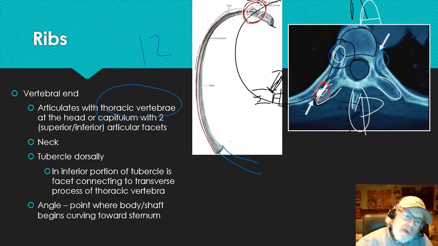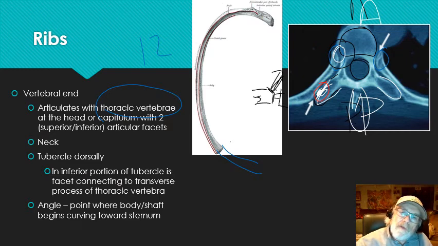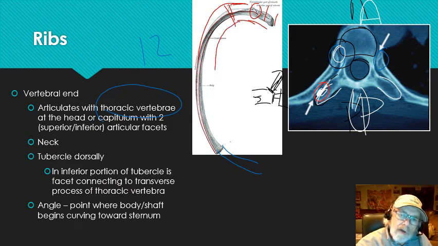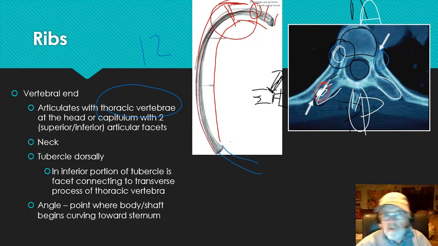So let's go back up and look at our rib. We have our head. Our head's right here. Our neck's right here. Tubercle. This area right here is called the angle. It's where the ribs, instead of going horizontal, start to go anteriorly. It's going mildly posterior at this point, but at this point it's making a big change. It's going to go around the curve and it's going to go more anterior. So this area right here is called the angle of the rib. It's where the rib starts to go forward towards the sternum.